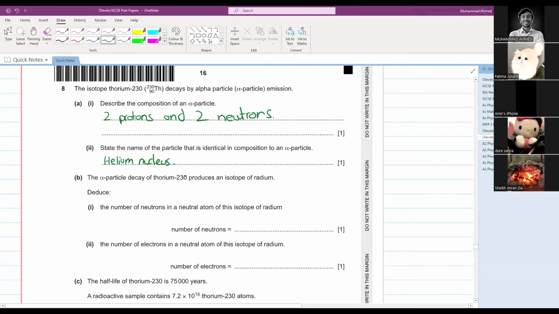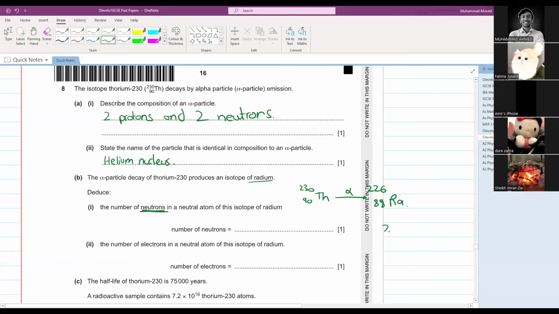The alpha decay of thorium 230 produces an isotope of radium. Perfect. Deduce the number of neutrons in a neutral atom of this isotope of radium. So this is your thorium atom. If it is undergoing alpha decay, your mass number decreases by 4. It becomes 226. Proton number decreases by 2. It becomes radium, Ra.